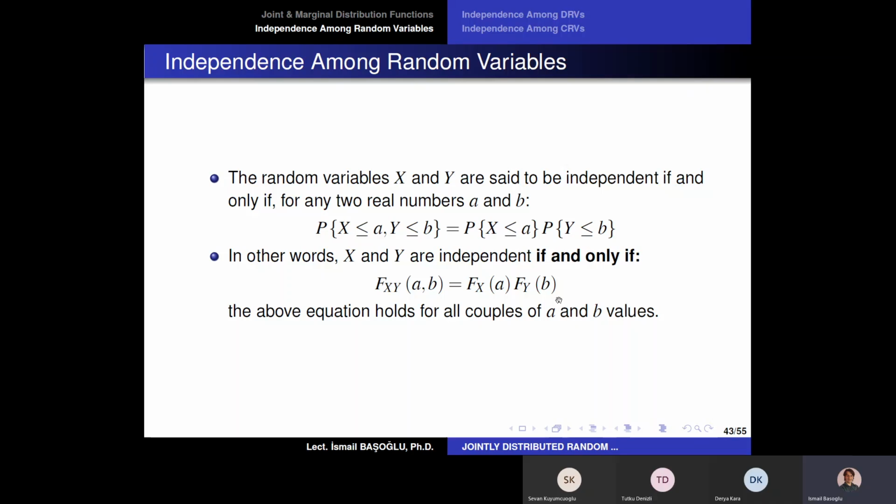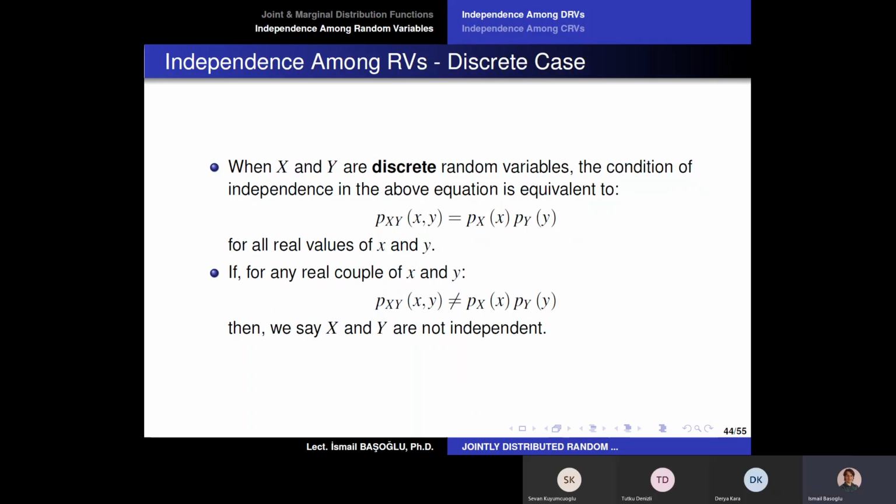Now, of course, we are not going to define the independence statement just by looking at the CDF, because as we have previously said in the beginning of this chapter, in most cases we practice the joint distributions with joint probability mass functions or joint probability density functions. So let us practice the independence over the probability mass functions for two discrete random variables.